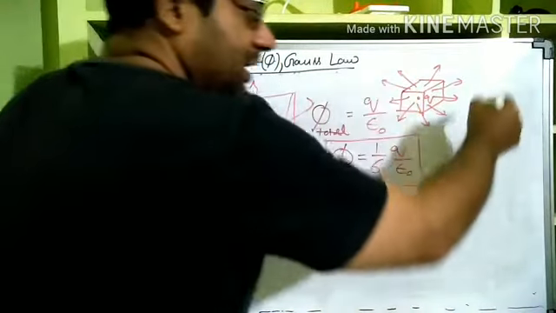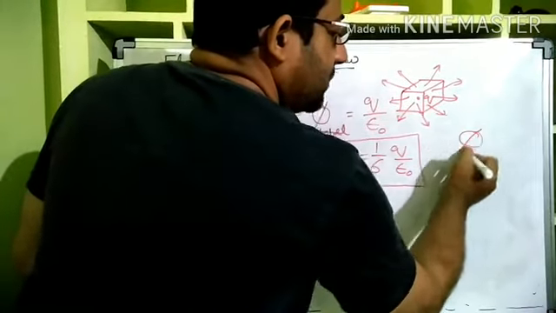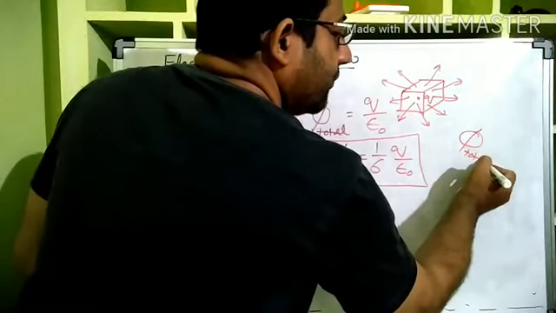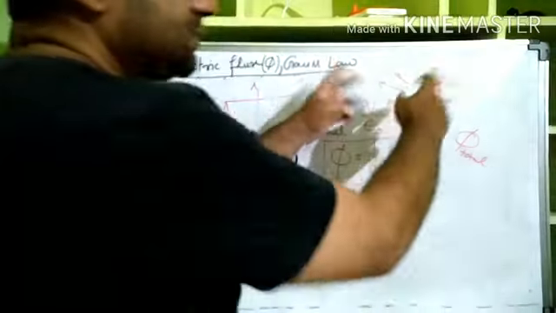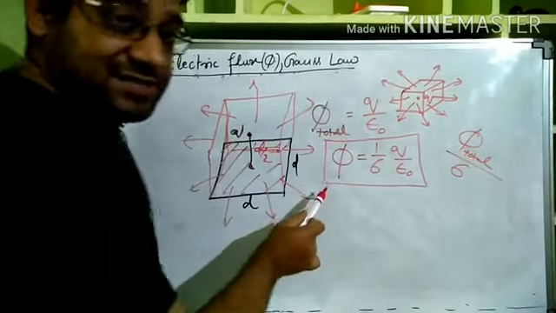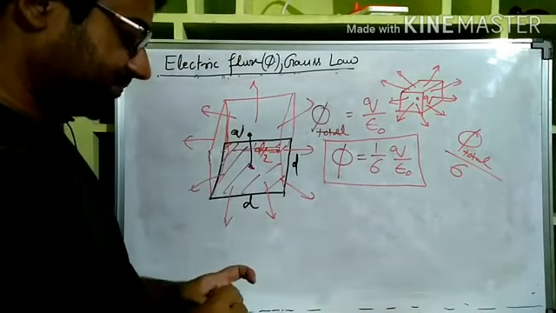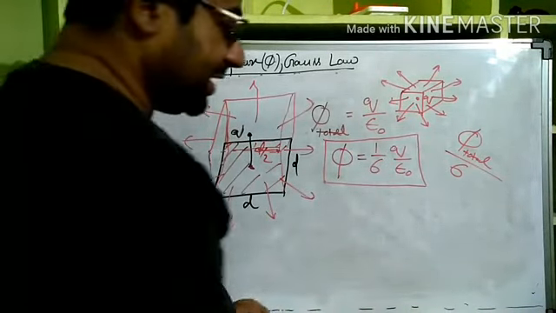The total number of field lines coming outside is called the flux. If that total flux is phi total, and it is passing through 6 faces, by one face what will be the total flux passing? 1 by 6 times the total flux. And the total flux according to Gauss law is equal to q by epsilon naught. So phi, what is asked in this question, is equal to 1 by 6 times q by epsilon naught. Hope it's very clear to everybody.